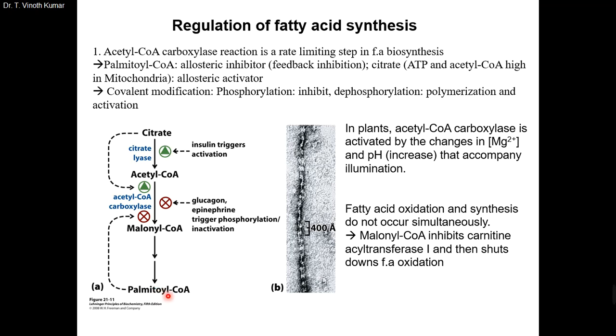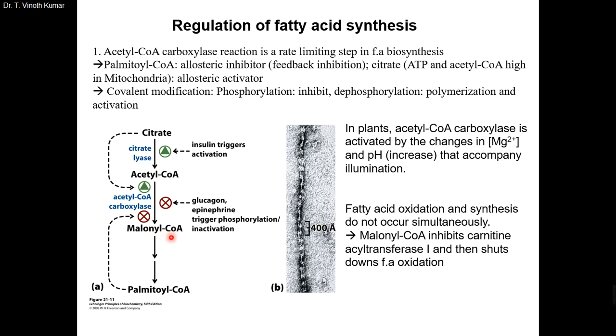If this product concentration is more, you already studied the concept of feedback inhibition. If pre-synthesized palmitoyl CoA is already sufficient, there is no need to synthesize further amounts of palmitoyl CoA. So that is why this product will inhibit this enzyme, that is, the enzyme acetyl-CoA carboxylase is inhibited. So that is why it will not form malonyl coenzyme A. So this is the first step.